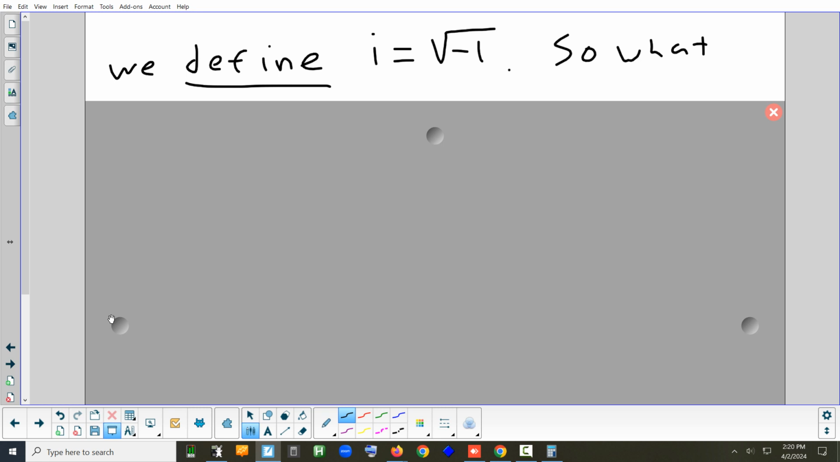Why did they pick i? I don't know. They could have picked anything. They could have used a Greek letter. They could have used something other than i, but everyone agreed to let this calculation be equal to that symbol for whatever reason.